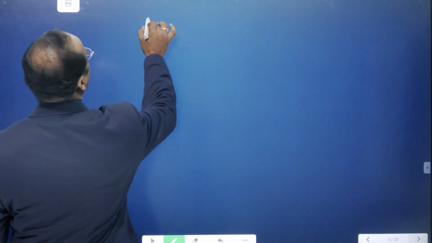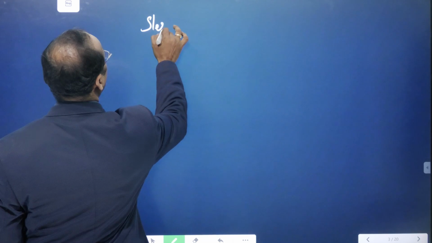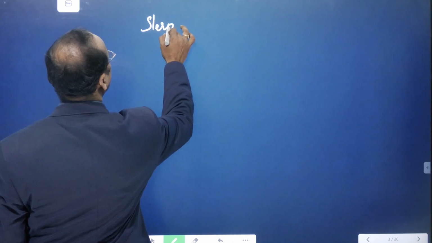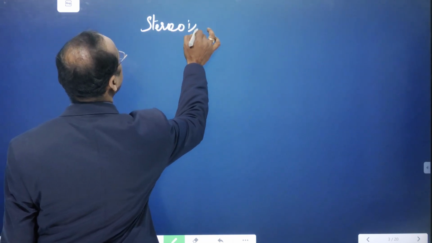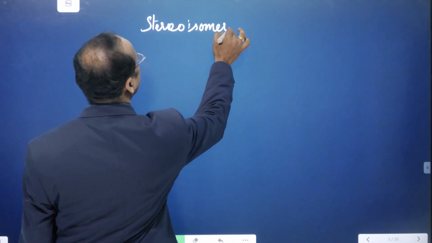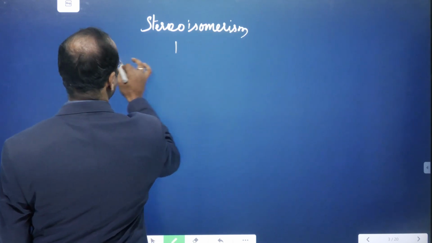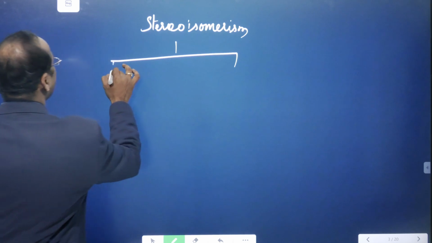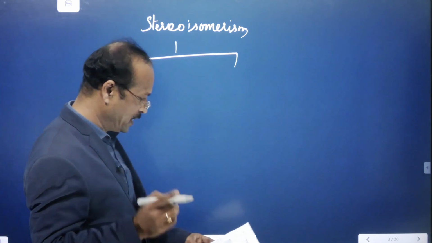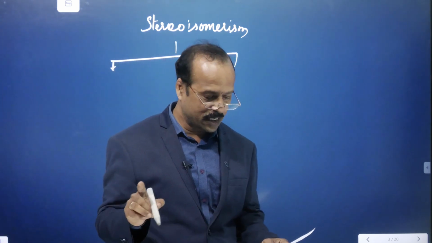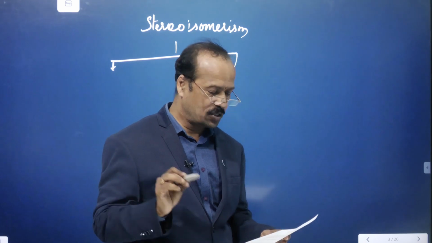In the last class we discussed structural isomerism and stereoisomerism. Structural isomerism is divided into 5 types like position, chain, functional isomerism and so on. Here also we are going to divide stereoisomerism. In stereoisomerism, mainly there are 2 types. See in your material: one is called configurational isomerism and the second is called conformational isomerism.